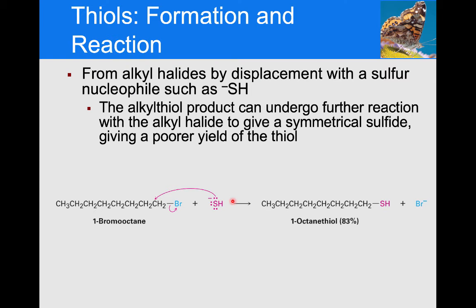So the way this works is you would take the sulfide, react it with, and this works best obviously for primary alkyl halides, and then you do the SN2 reaction and you get the thiol. Now the alkyl thiol product can undergo further reaction with the alkyl halide to give a symmetrical sulfide, which is why sometimes this can be in poor yield. So this reaction can be a little difficult to stop.